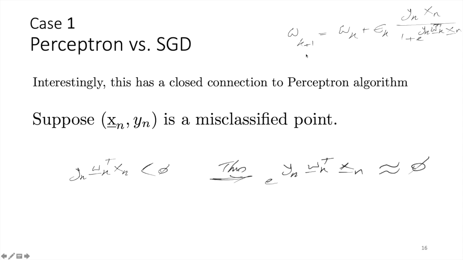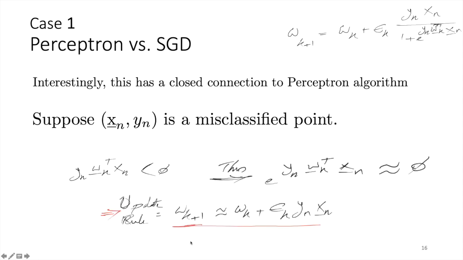Thus, if you want to have an update rule using this for the case of Perceptron, the update rule would be w_{k+1} is approximately w_k plus y_n x_n. Because this amount was approximately 0, right? Whatever was left was this on top. So the denominator became 1. Okay? Is it clear? So that's for the first case, where your prediction was wrong, right? It was a misclassified point.